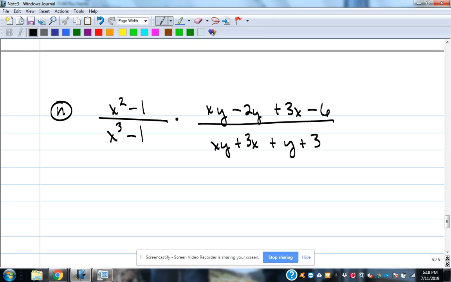All right, so we're just going to factor everything that we can and go from there. So I know that the top one here is a difference of squares, x and 1. So I know it's going to be x plus 1, x minus 1. I see that difference of squares. I've done a ton of them, so it's really easy to recognize. So that's where a lot of practice factoring is important.